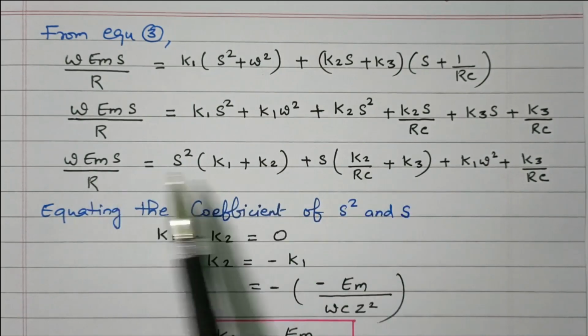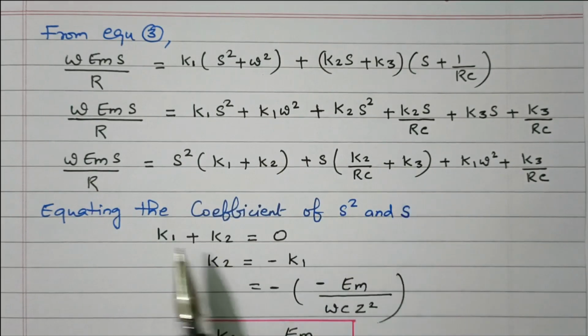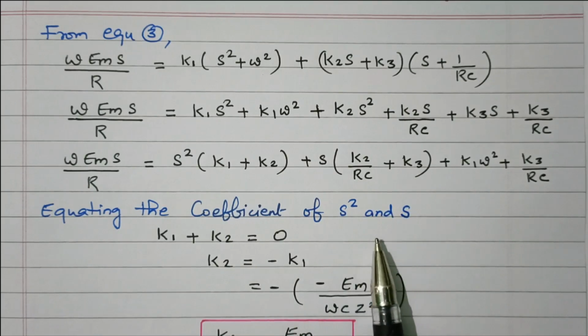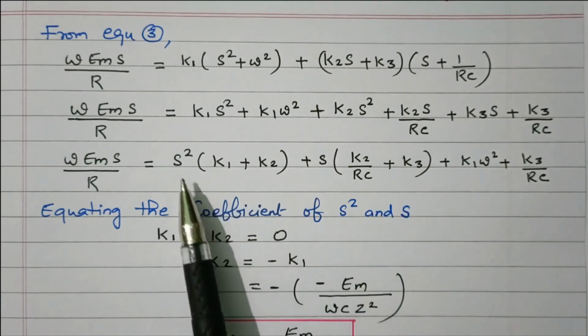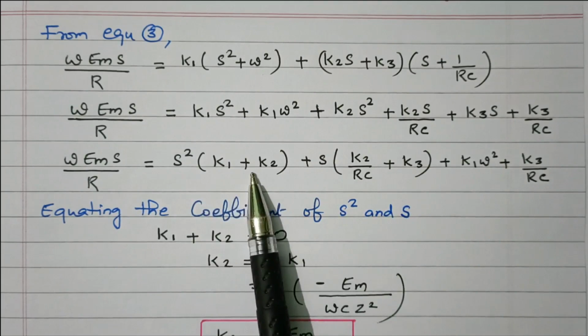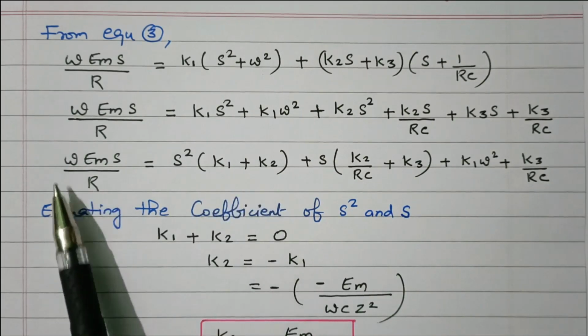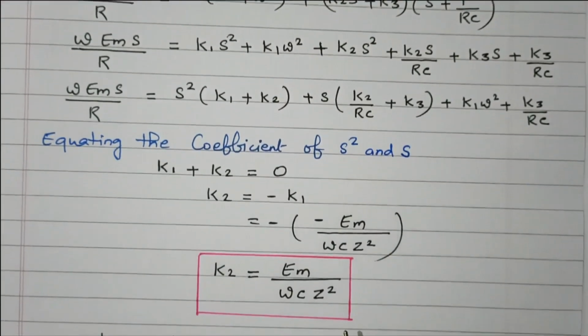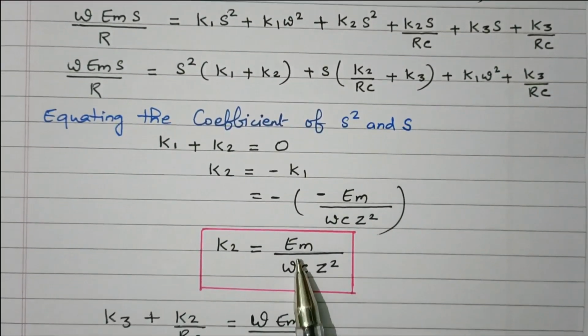Now we can equate the coefficients on both the sides, equating the coefficients of S square and S. First we will equate the S square. Here S square is K1 plus K2. But on the other side S square is not available, so it is 0. That means K2 equals minus K1. Minus of K1, which is minus Em by omega C Z square, so both become positive. It becomes Em divided by omega C Z square. Right? So this is the K2 value.